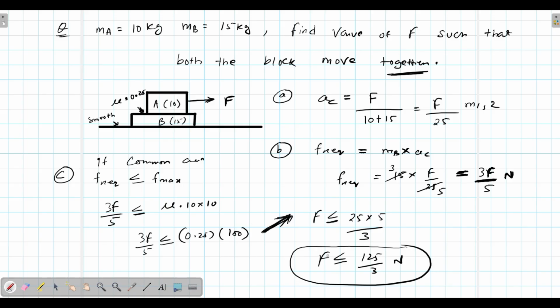So F is less than or equal to 125 by 3 Newton. That is the applied force. So the applied force is 125 by 3 Newton.